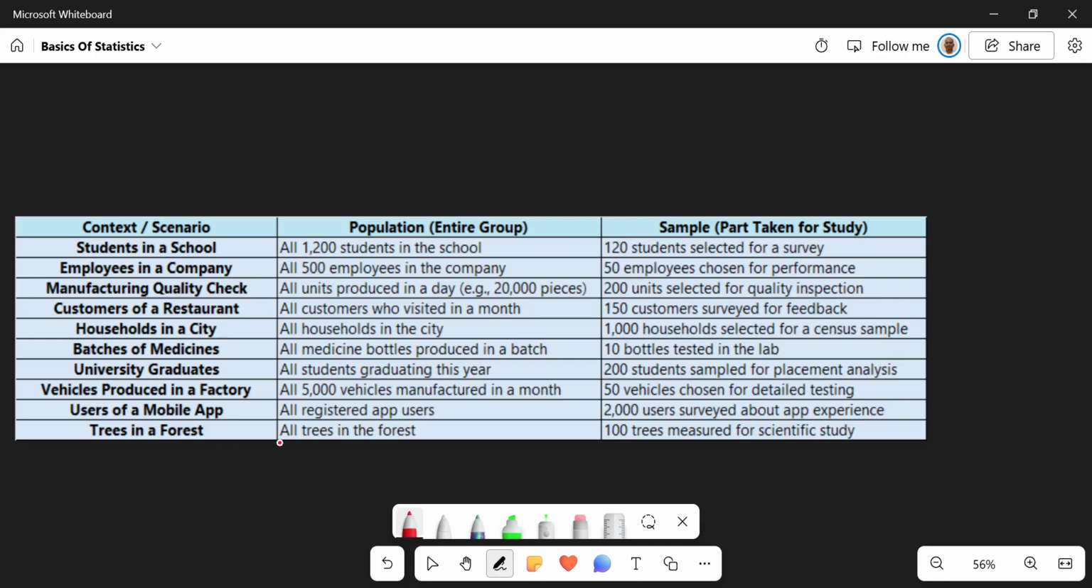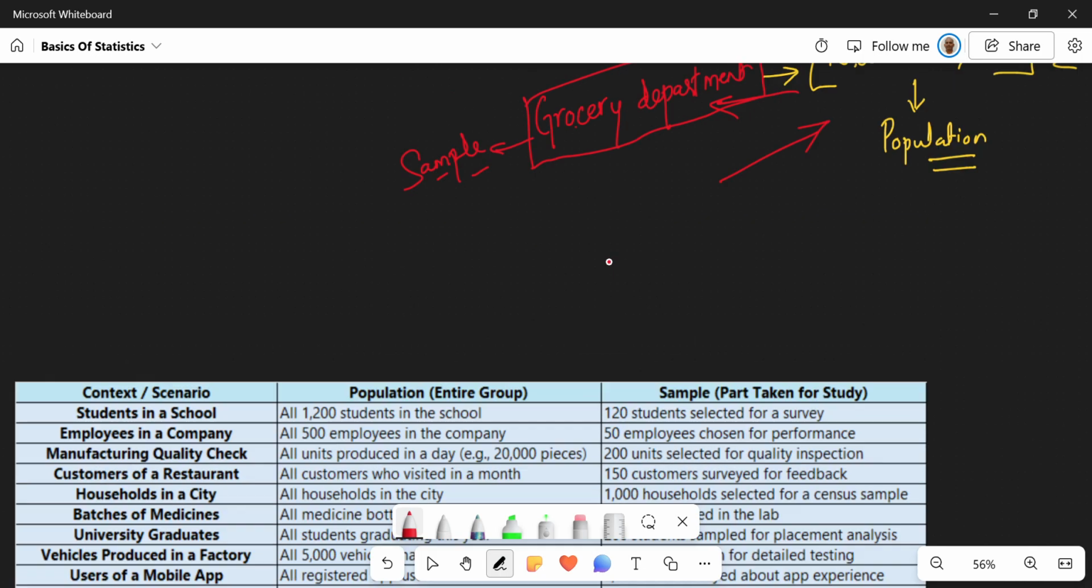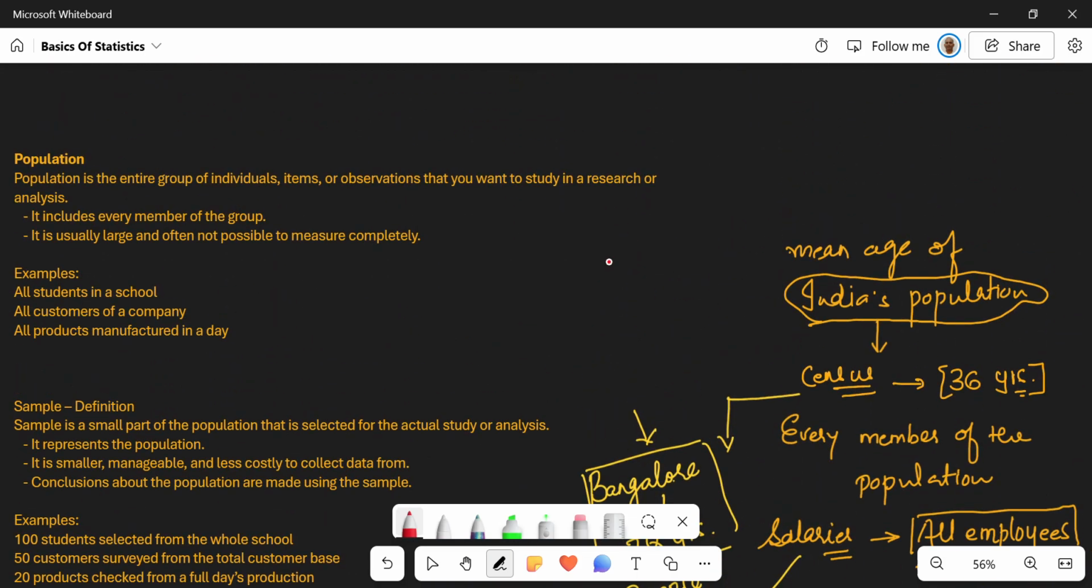Trees in a forest: all trees in the forest is a population, but if I take randomly 100 trees for the study, that is a sample. So I hope you get the difference between sample and population, right?